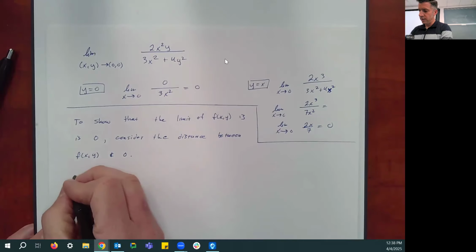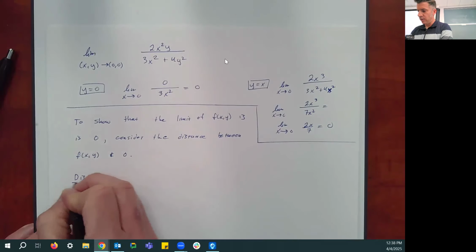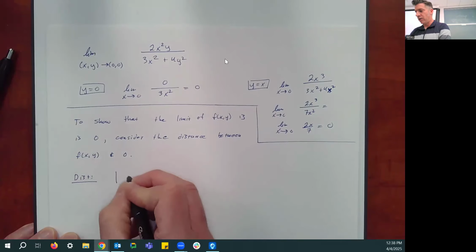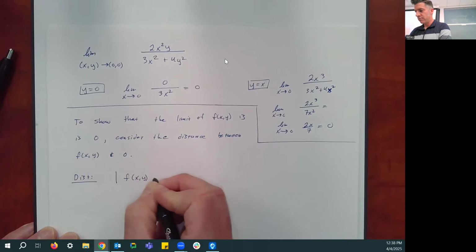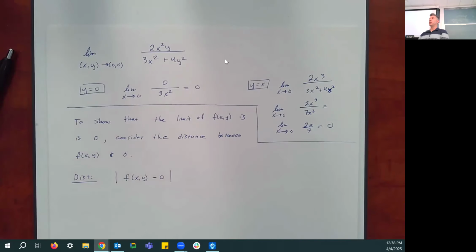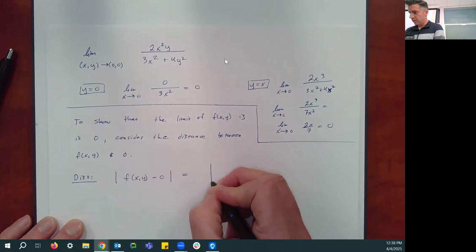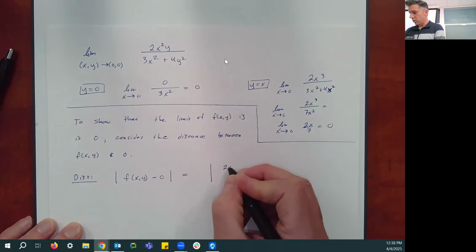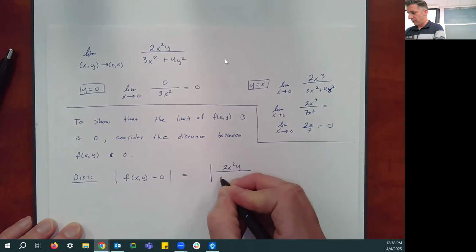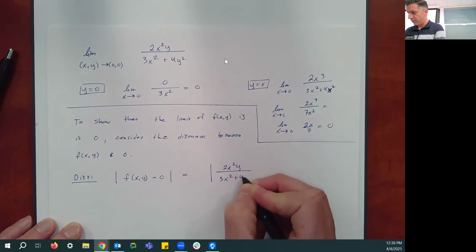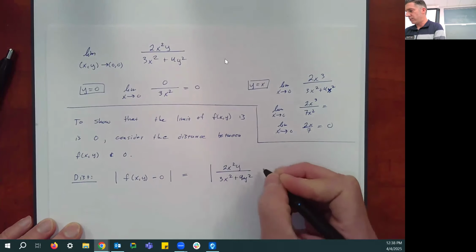So here's our distance. The distance between two things is the absolute value of their difference. Right? Because we typically think of distance as a positive thing. So when you're measuring the distance between two things, if the value comes out negative, you take the absolute value of it to make it positive. Okay, so this is going to be the same as just our function, 2x squared y divided by 3x squared plus 4y squared, minus 0, which we don't need to write.